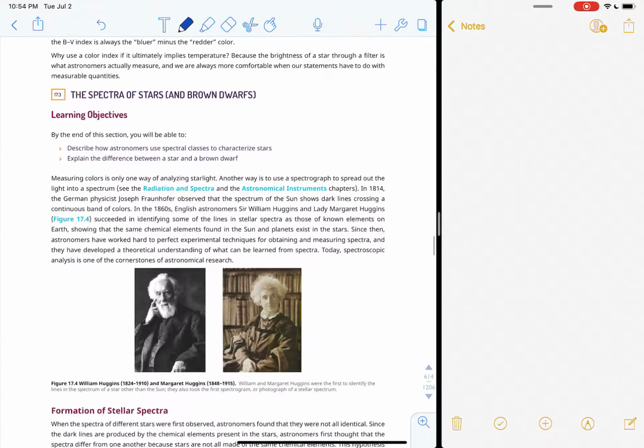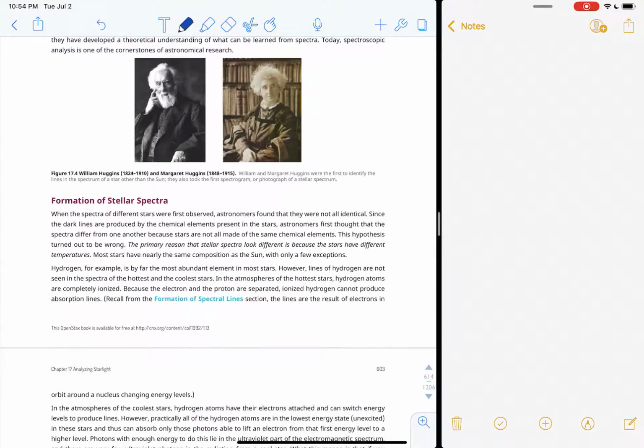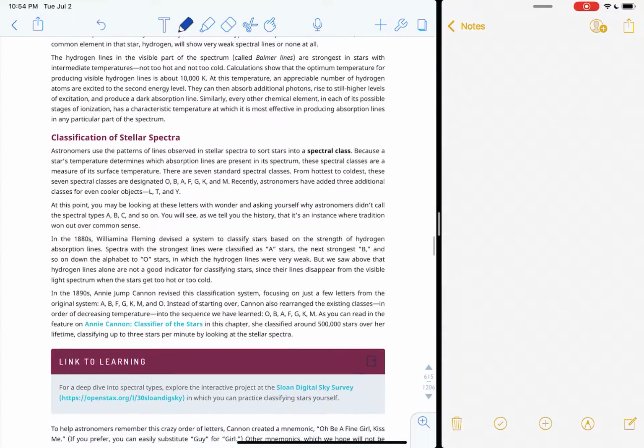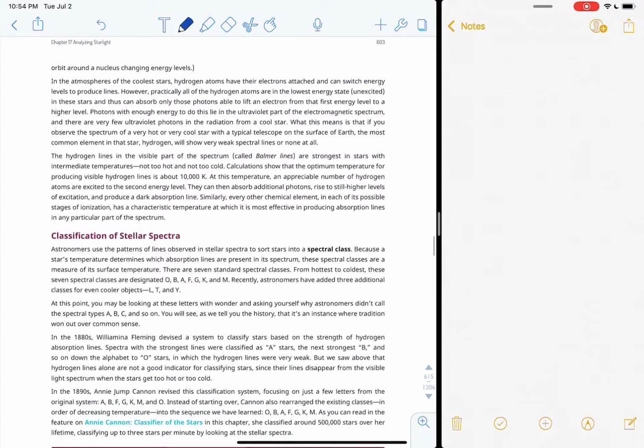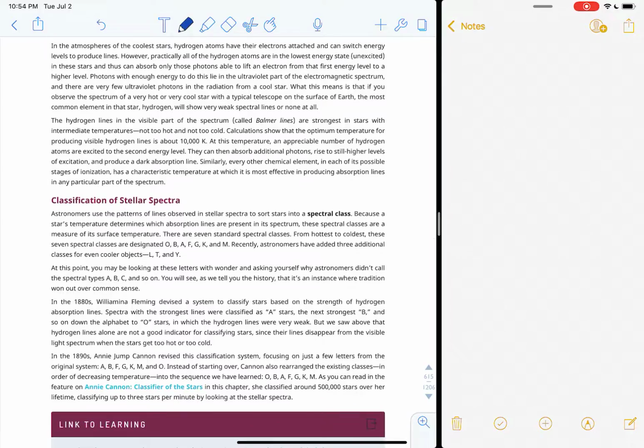So the spectra of stars and brown dwarfs. We sort stars by their temperature, and the spectral classifications we give them are O, B, A, F, G, K, M. The hottest stars are O, the coldest stars are type M, the sun is a type G star, and then there's brown dwarfs that have classifications of L, T, and Y.